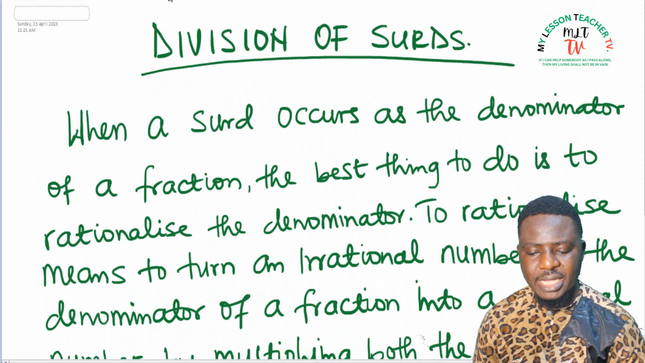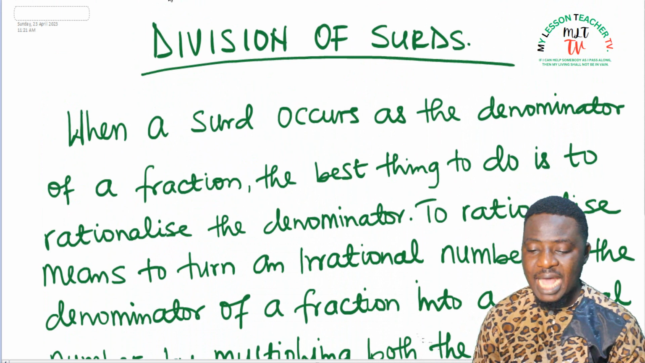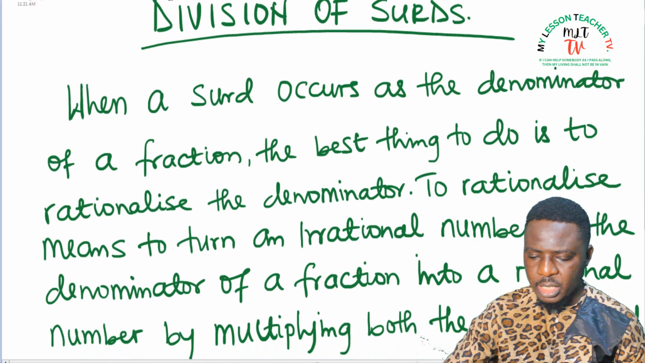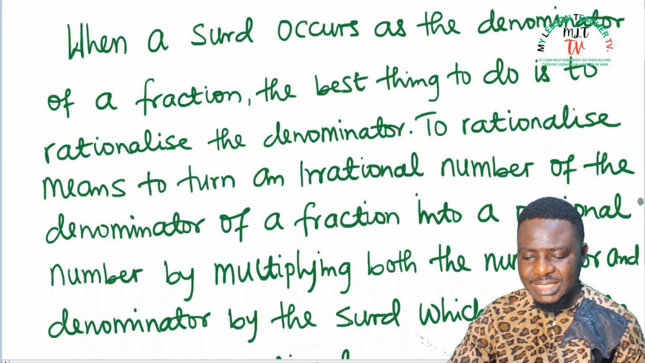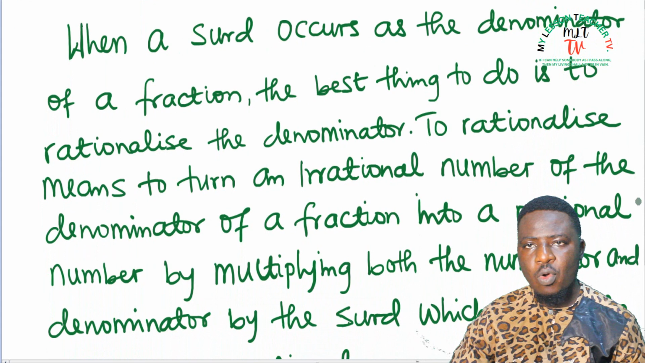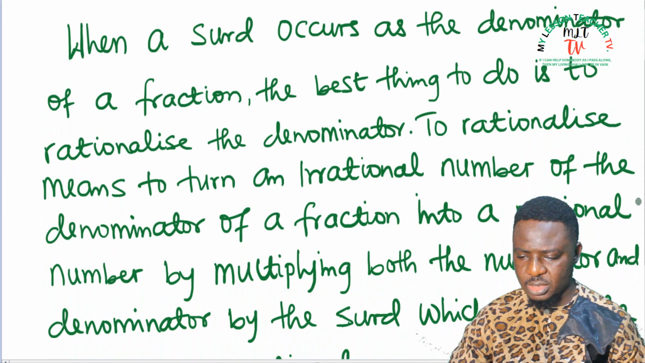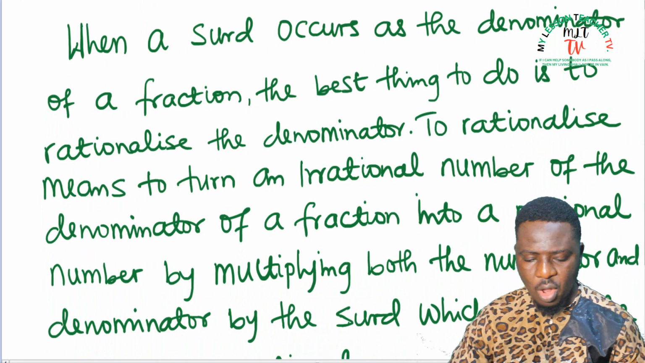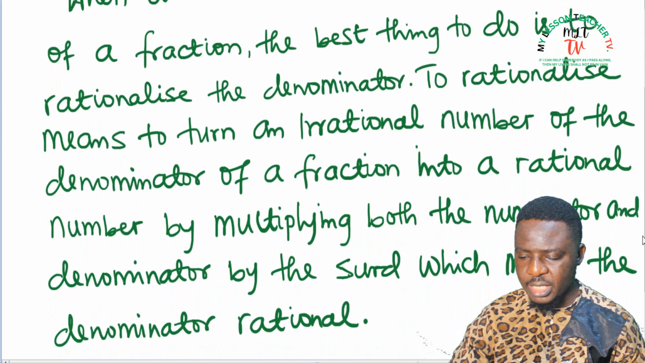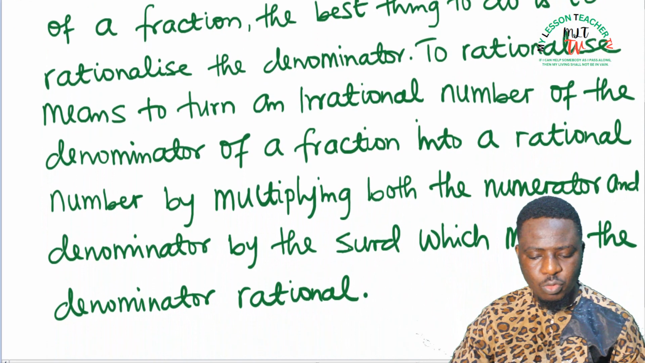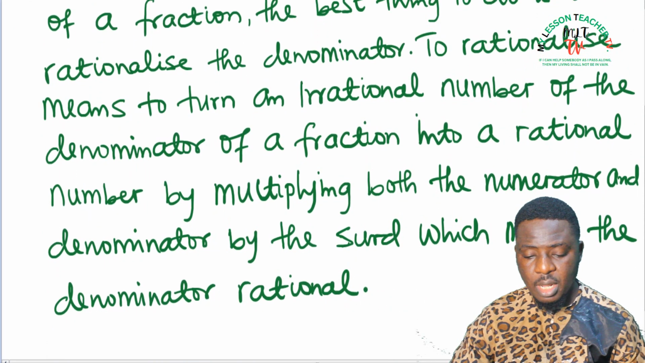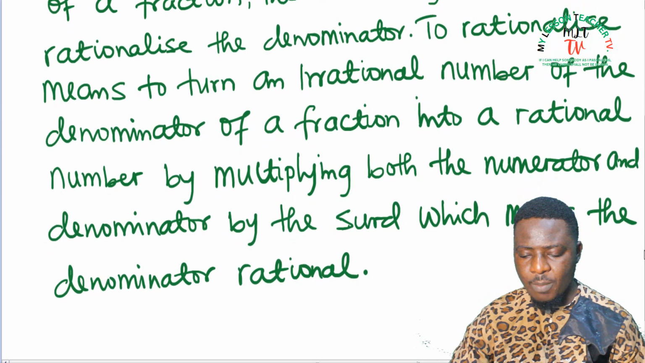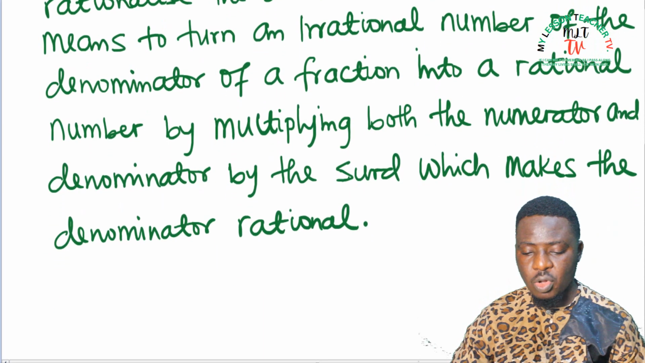And we said when a SURD occurs as the denominator of a fraction, the best thing to do is to rationalize the denominator. Now, what do we mean by to rationalize? To rationalize means to turn an irrational number in the denominator of a fraction into a rational number. And how is that done? By multiplying both the numerator and denominator by the SURD, which makes the denominator rational.